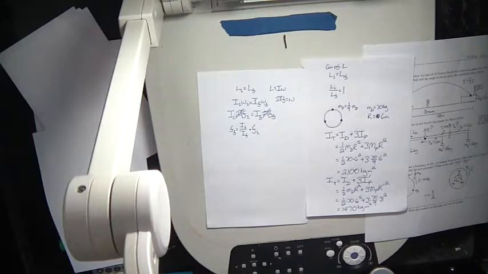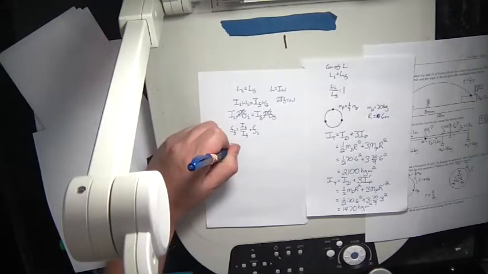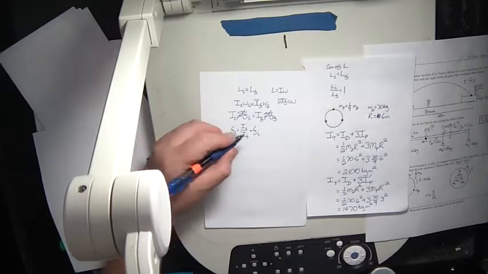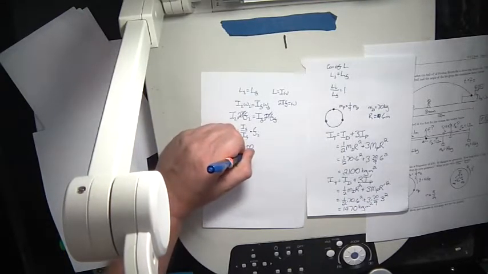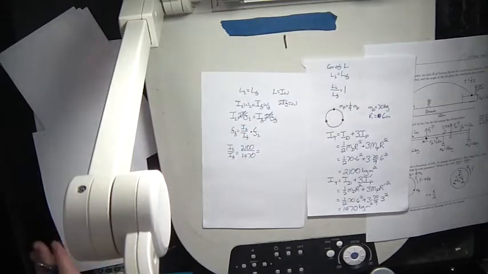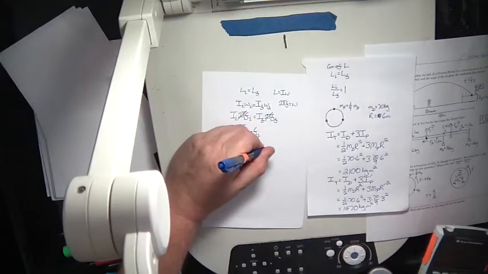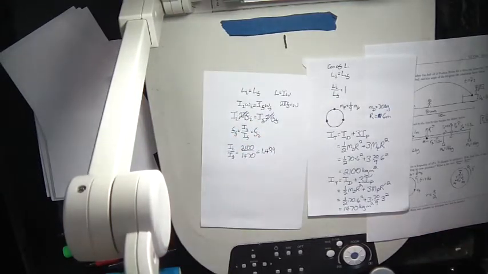Now I needed to know what the moments of inertia initial over final is. So I initial over I final is 2,100 divided by 1470. And that gives me 1.429 as the ratio.